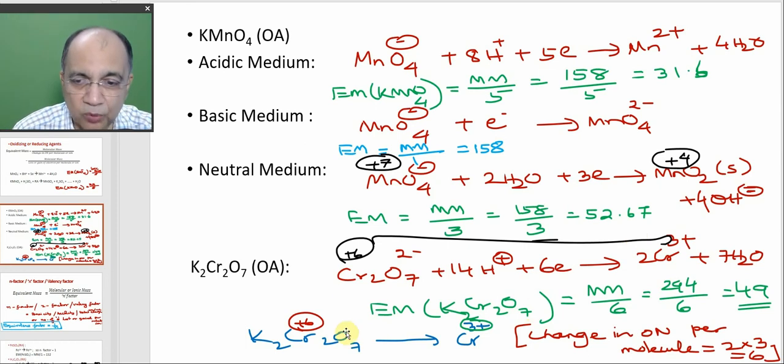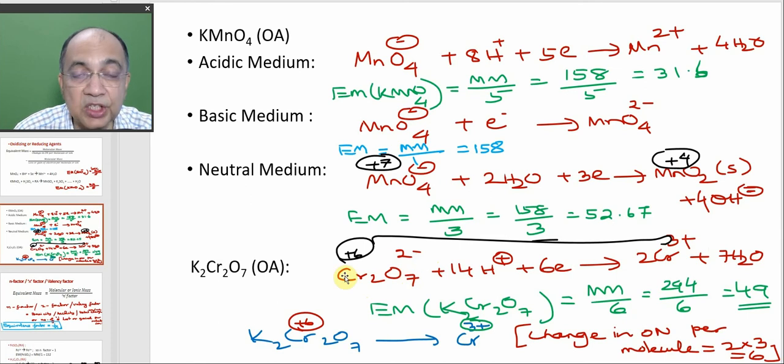Similarly, potassium dichromate always goes from +6 to +3. Most of the time it goes from +6 to +3. In that case, the change in oxidation number is 3. But there are 2 chromium atoms.